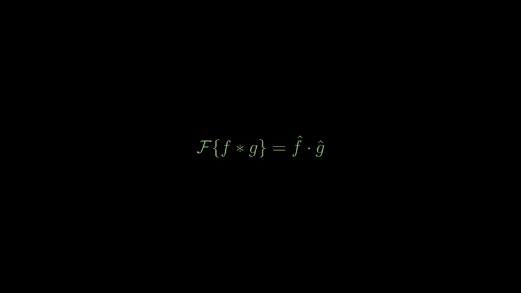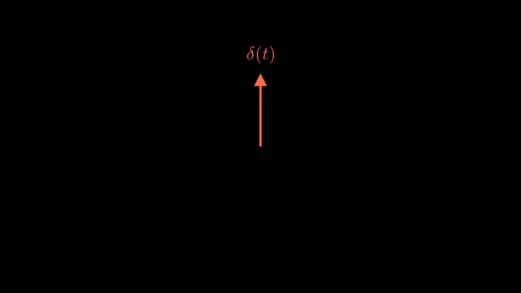This is how we filter noise or blur images. The central limit theorem shows nature's preference for smoothness. Convolve any shape with itself enough times, and it becomes a Gaussian. Finally, we have the Dirac delta, the impulse. It's infinitely thin and infinitely tall, yet has an area of exactly 1.